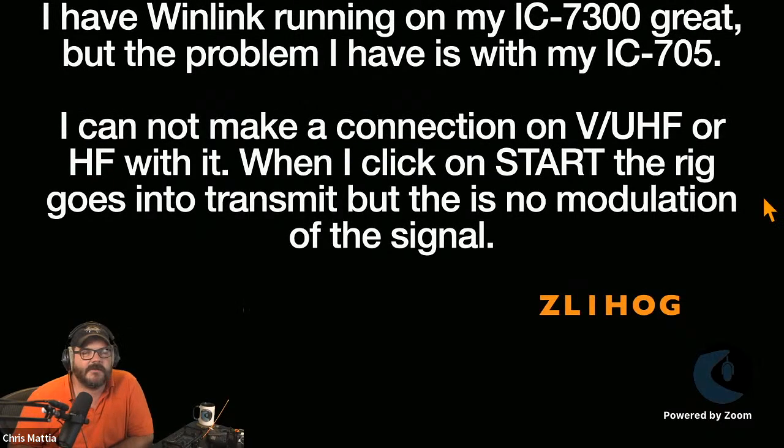So the next question comes in from Terry Z01HOG. He says, I have Winlink running on my 7300. Great. But the problem I'm having is with my IC705. I cannot make the connection on VHF, UHF, or HF with it. When I click on start, the rig goes into transmit, but there's no modulation of the signal.